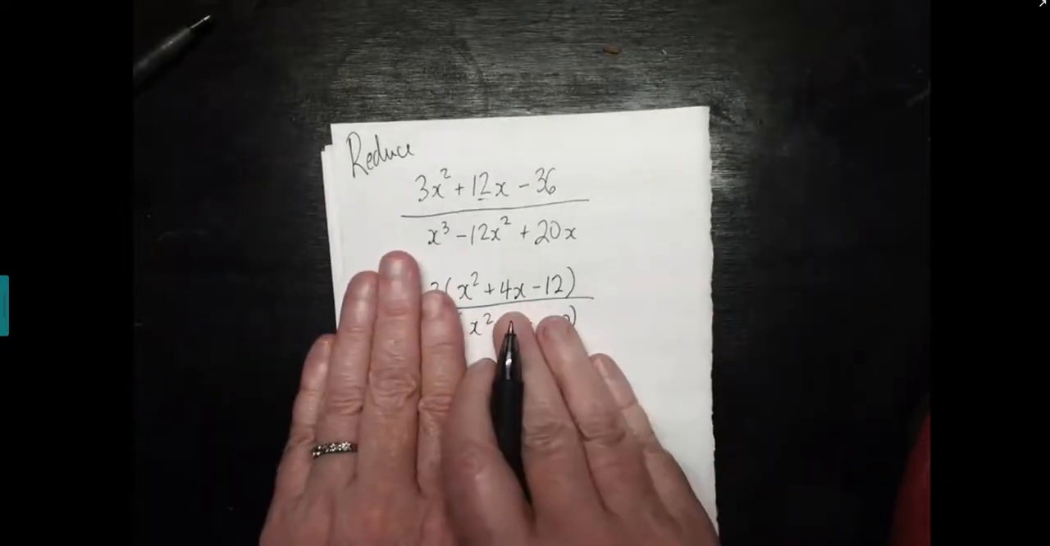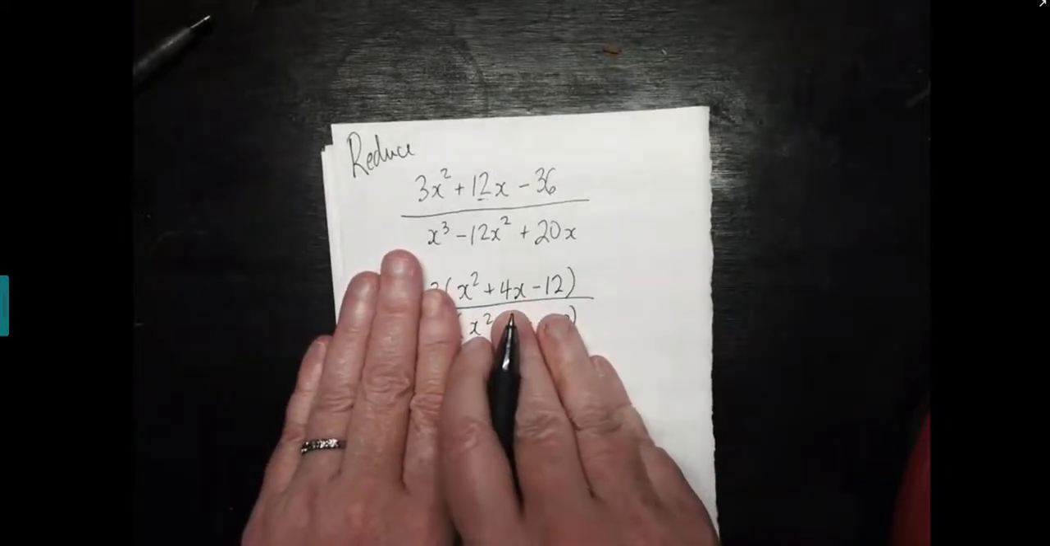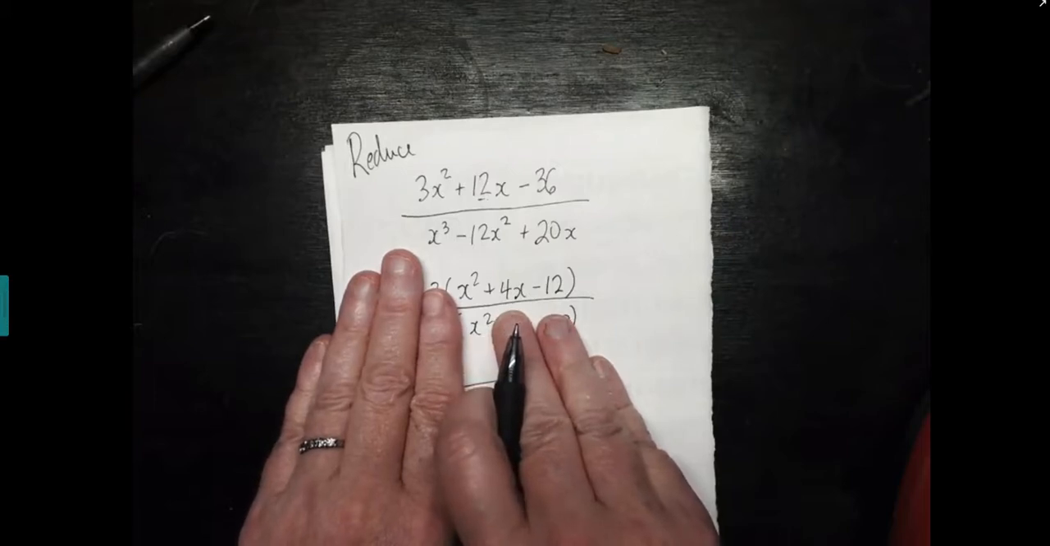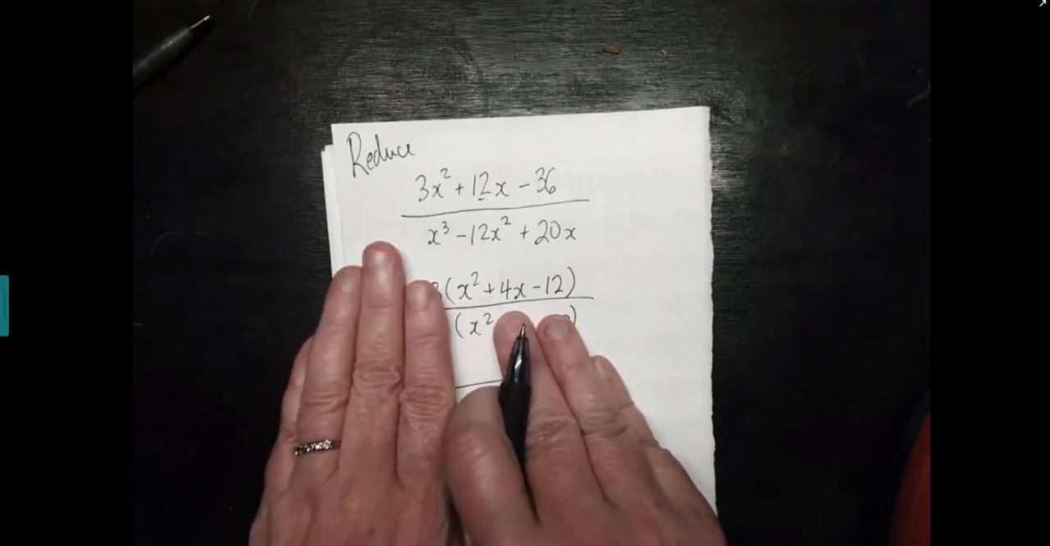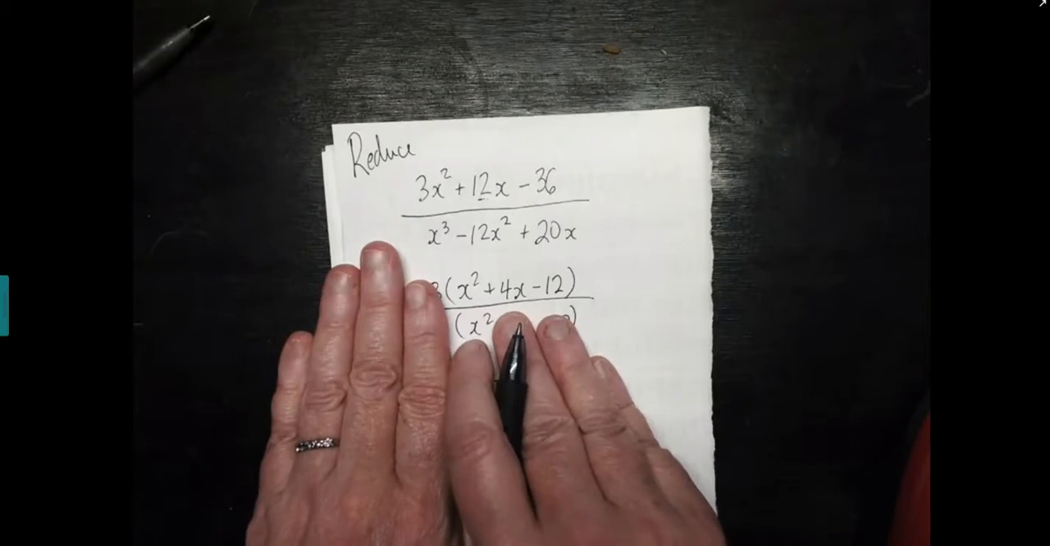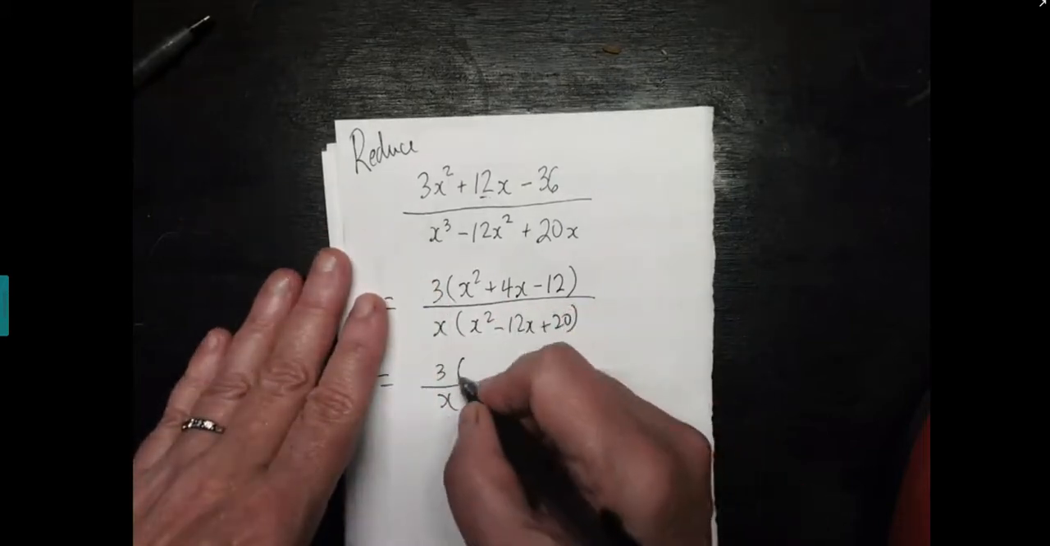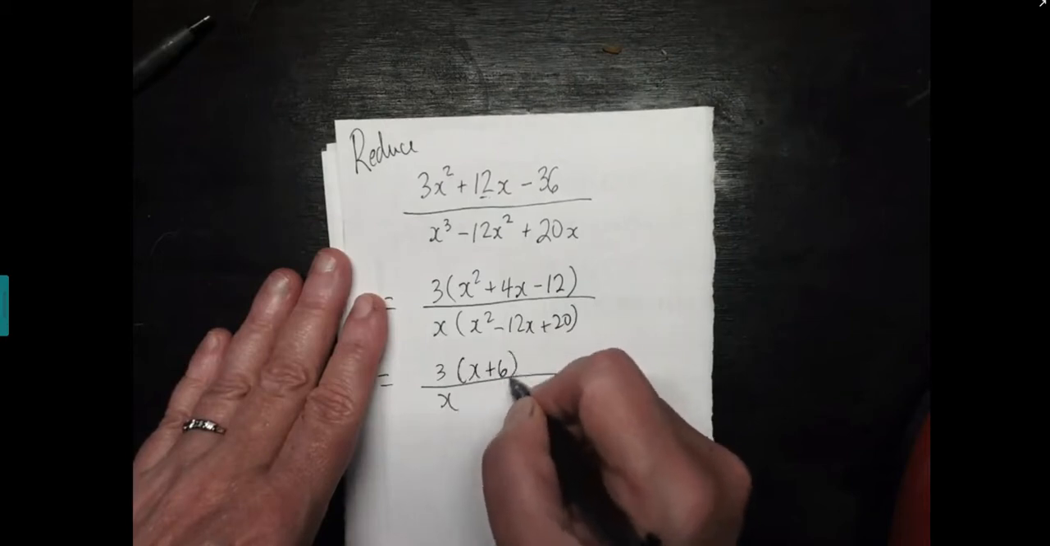Now, if I look at this, that's a trinomial beginning with x squared, and so I can try and use the trick to find two numbers whose product is negative 12, but whose sum is positive 4. So positive 6 and negative 2 are going to be the ones that work there. 6 times negative 2 is negative 12, and 6 plus negative 2 is positive 4. So positive 6 and negative 2.